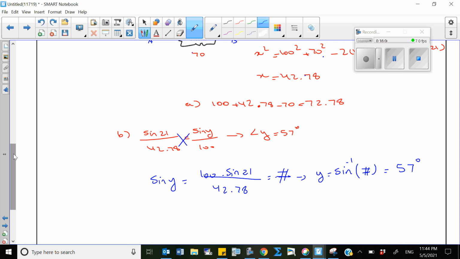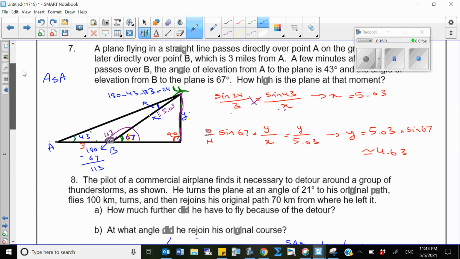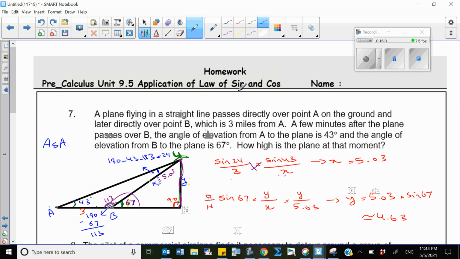So these were some of the problems that we worked here as application of law of sine and cosine.